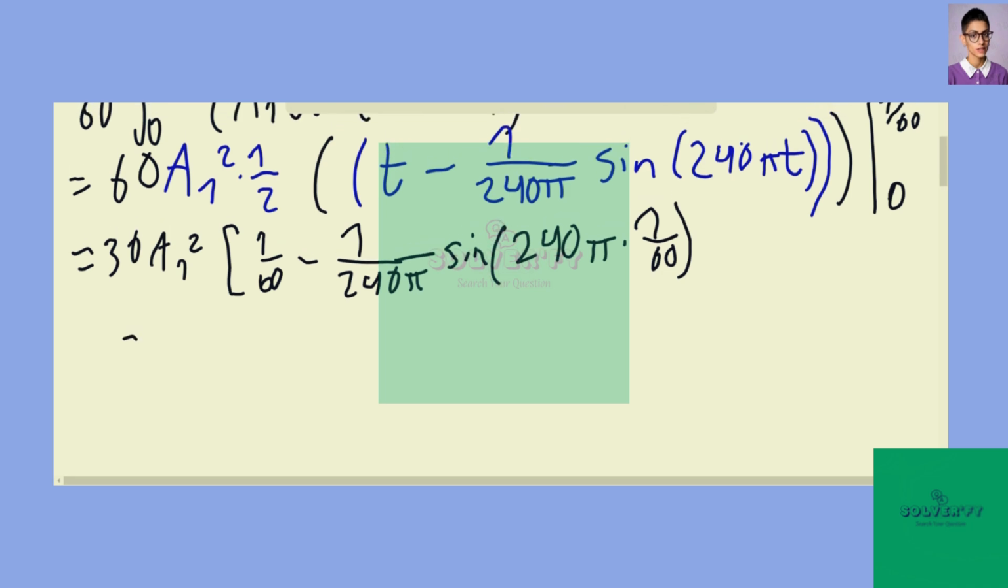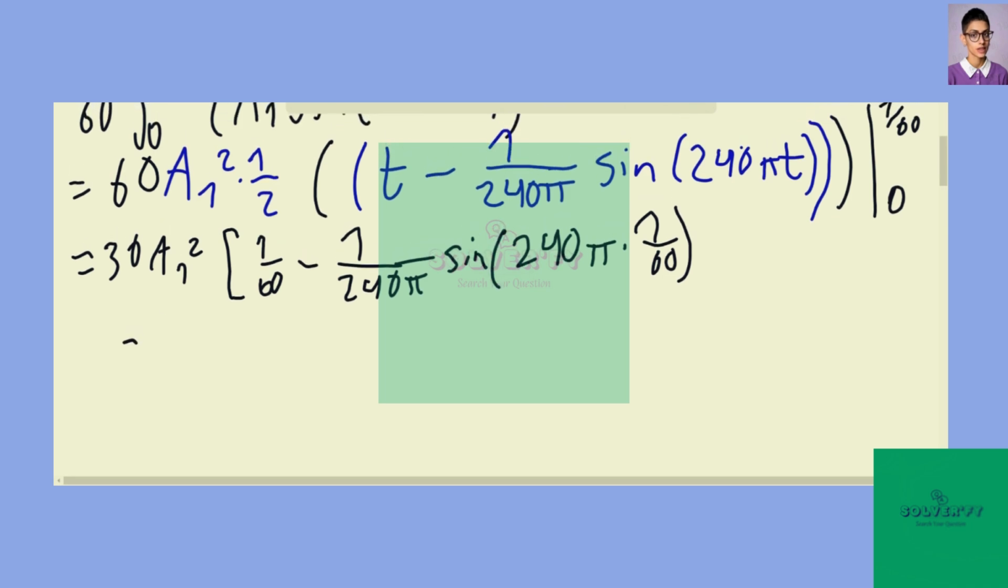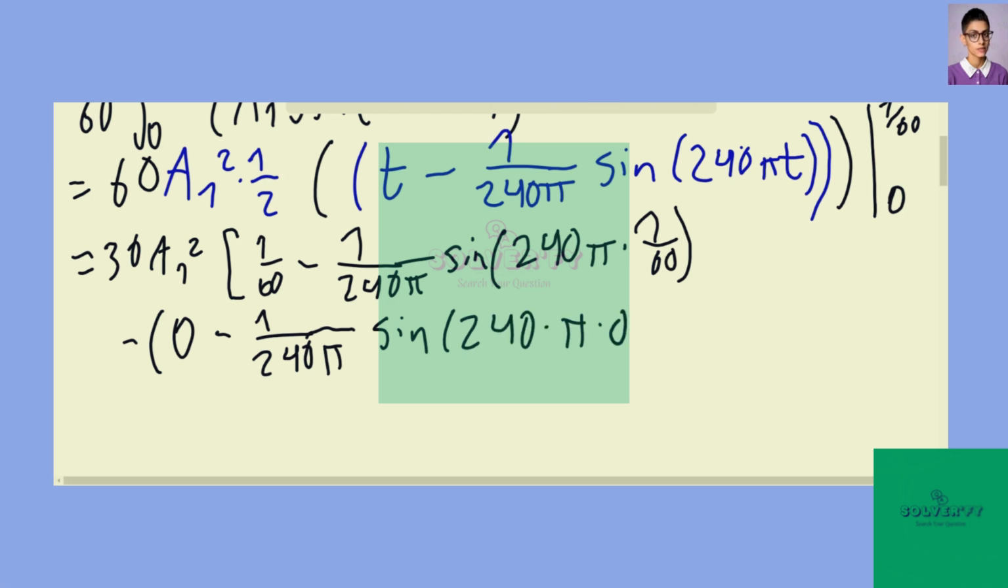We're going to subtract, and then we're going to sub in 0. So we're going to have 0 minus 1 over 240 pi. You might see already it's going to be 0, but yeah, 1 over 240 pi sine of 240 times pi times 0.